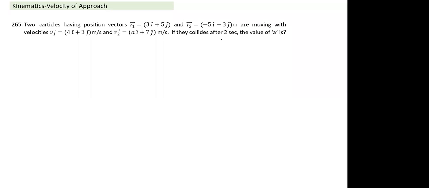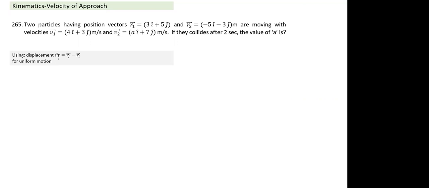That's what this question is based on. So that's why I'm saying, when you mark for revision and read this question, what should come to your mind immediately? Let me find the position vector at 2 seconds for the first particle and the second particle, and both must be equal. And how do you find the position vector?